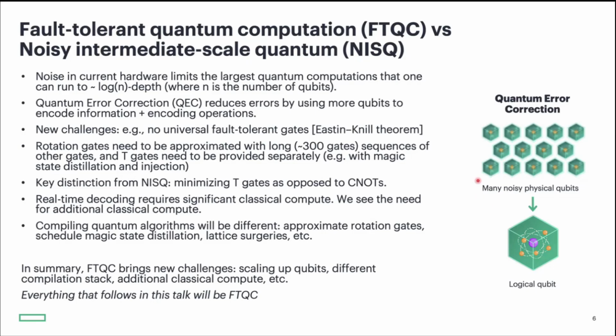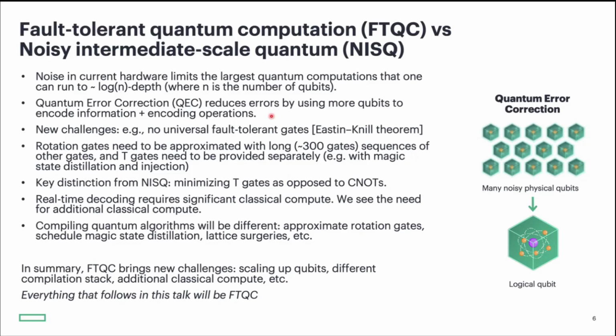Part of the reason is that we're interested in computations which can be quite non-trivial. And as we know, with the way noise is in current hardware, you're restricted to something like log n depth. After that, everything scrambles away. So you need QEC to go beyond this log depth barrier.